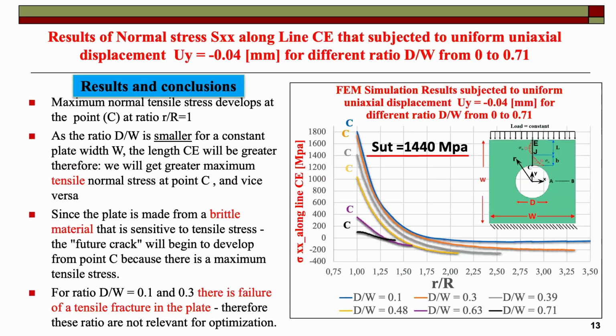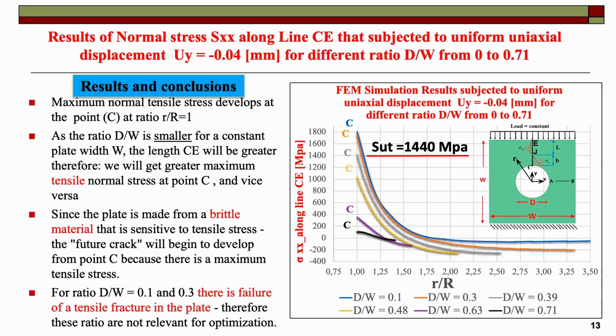What we see here is the simulation subject to uniform uniaxial displacement for different d over w from 0.1 to 0.71. As we can see, I can take the length CE like a lever. The maximum normal stress develops at the point C, where the ratio of little r to capital R is 1, and the ratio d over w is smaller for a constant plate.